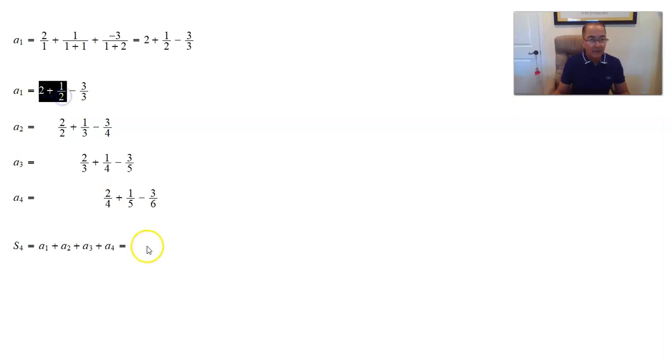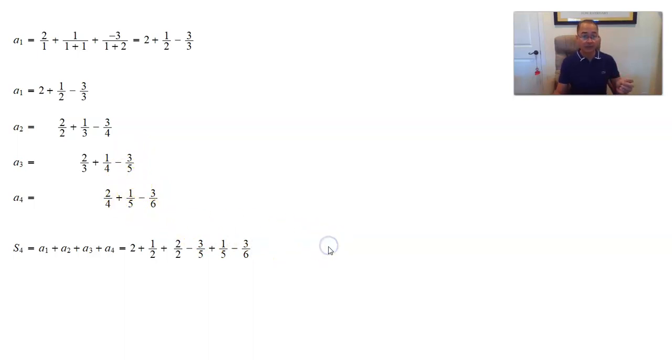In the first term, these survive. In the second term, this survives. And in the third term, this gets canceled with these other two. These get canceled. So the only survivor in the third term is the minus 3/5. And in the fourth term, the 2 over 4 survives, but the 1/5 and the minus 3/6 survive. Okay, so these two don't completely cancel each other out.